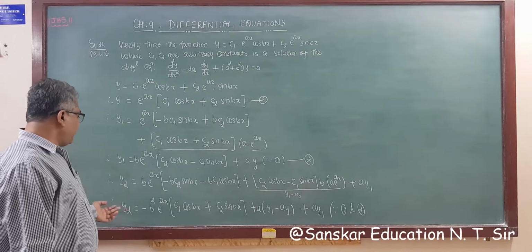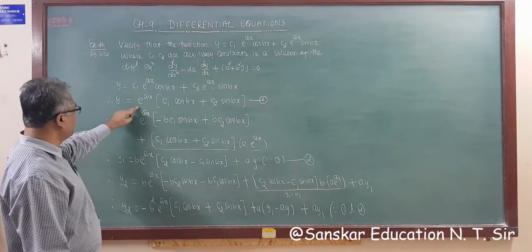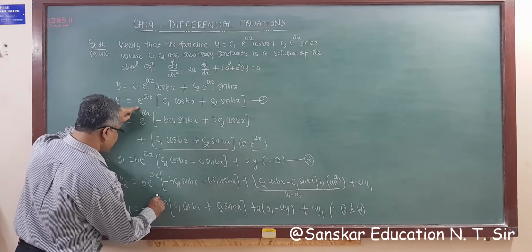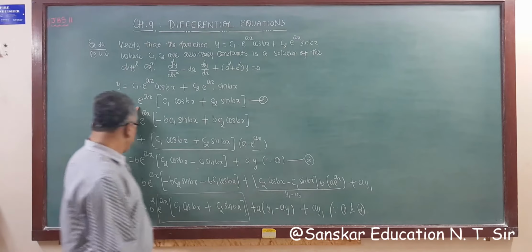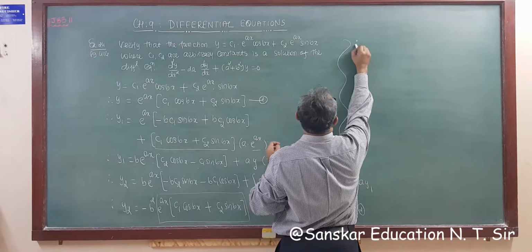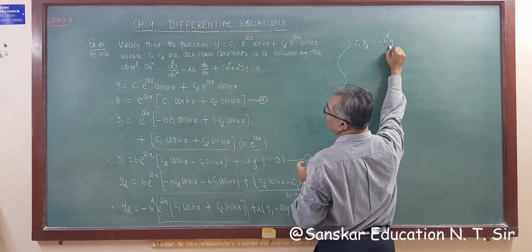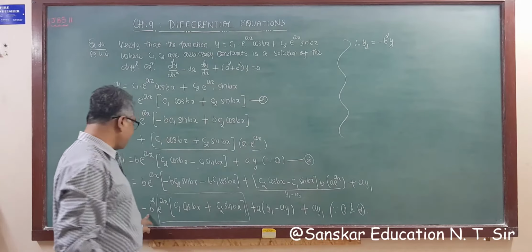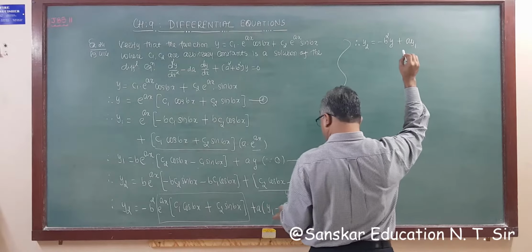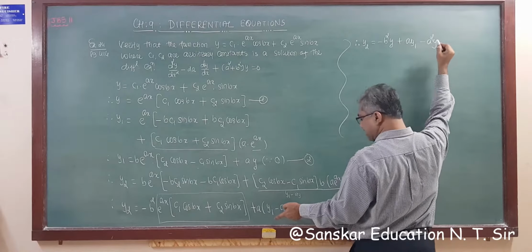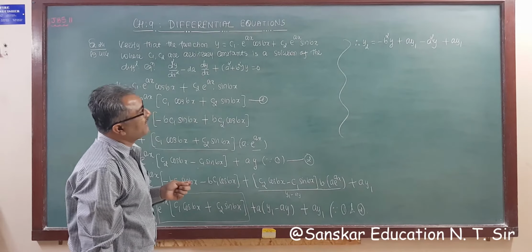Now, what is this? This is e raised to ax, c1 cos bx, this thing is your y from 1, so we get y2 is equal to minus b square y plus a y1 plus a y1 minus a square y plus a y1 plus a y1, right?